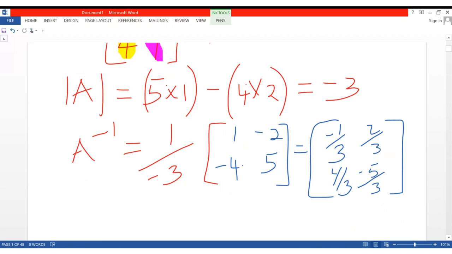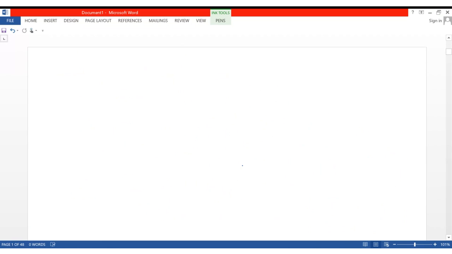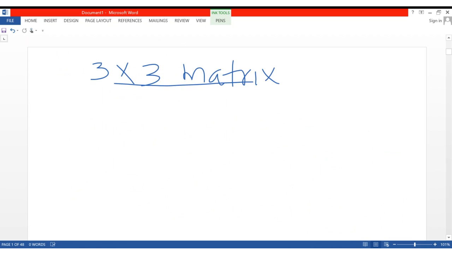So let's go to a 3 by 3 matrix now. We finish, then I give you an exercise. For a 3 by 3 matrix, we shall still do the same. We shall be able to get the determinant of a 3 by 3 matrix. We had done this one in the previous class. After we get the determinant, then we shall get the matrix of cofactors. And after getting the matrix of cofactors, we multiply 1 over the determinant times the matrix of cofactors.